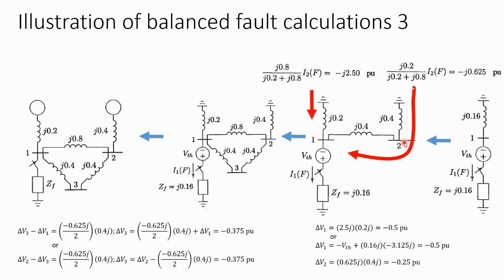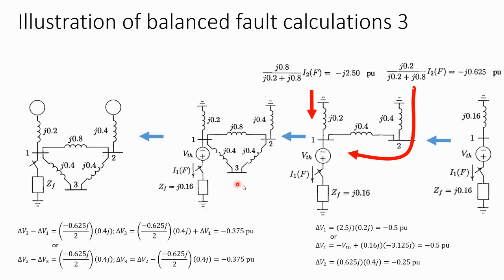Applying the same concept to determine delta V2, I simply take delta V2 equals the current flowing from bus 2 to ground multiplied by 0.4j. So the current is positive 0.625j, okay? For the sake of exercising your circuit analysis, you can try to determine delta V2 by comparing delta V2 with delta V1 and determining the voltage drop along their branch. And you should obtain a negative 0.25 per unit as well.